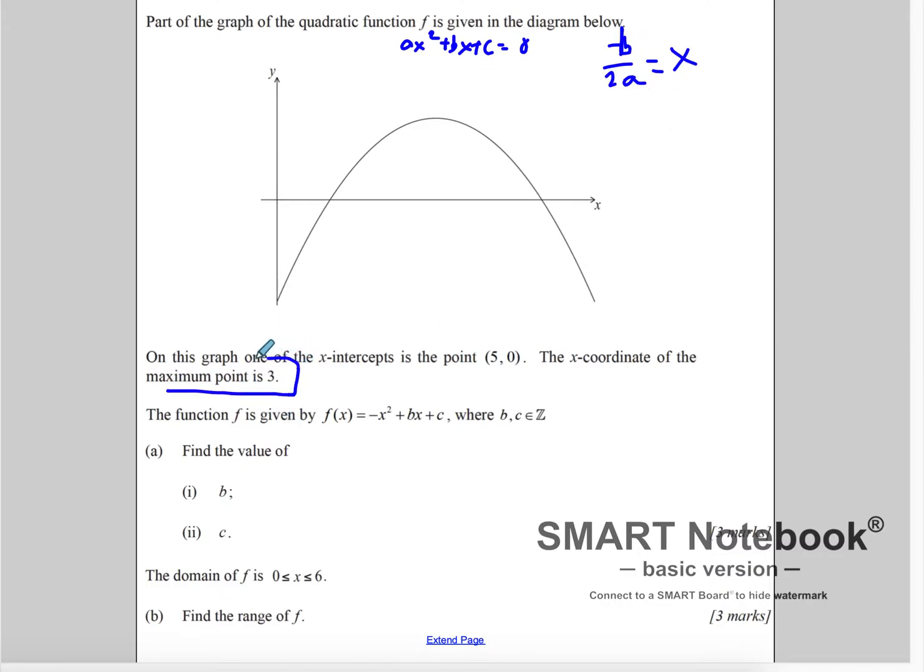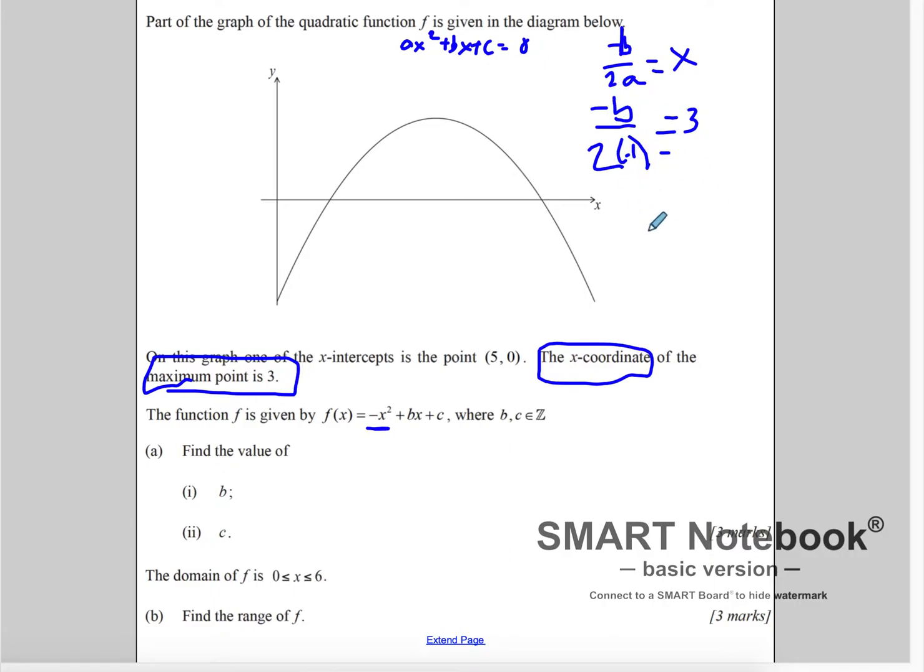They told me my maximum point, which is going to be a point on the axis of symmetry, has the x-coordinate value of 3. So I know whatever this is equal to 3. So I end up with negative b over 2. Well, what's my a value? They've given me the equation here, and I know the a is whatever is in front of the x squared. So it's negative 1. So this is all equal to 3.